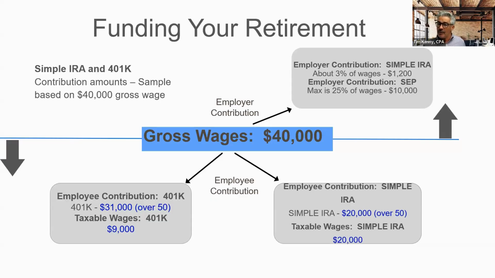So again, going back to one of the main factors: how much do you want to fund? How much could you fund? If the sky's the limit, then maybe you would spend the money and set up a 401k and put in the $31,000, leaving $9,000 of taxable wages.